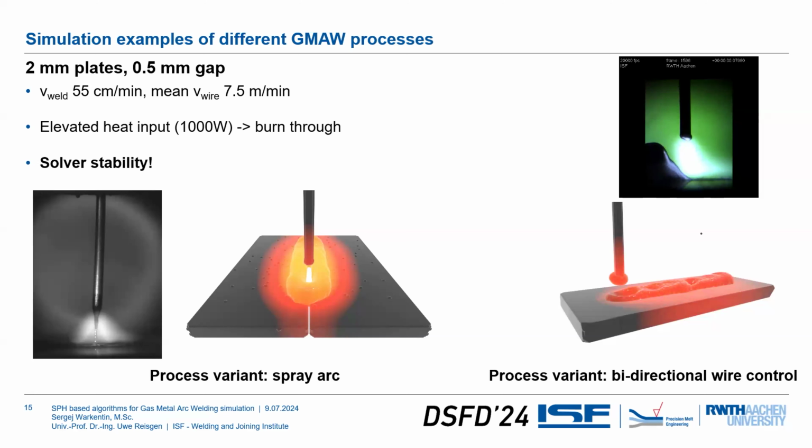With these examples, I wanted to show the stability, which is a great advantage for us. We have great topology changes like the burn through or the droplet detachment and droplet formation, and this is not a problem for this method. With grid-based methods, we had big problems showing that kind of simulations.